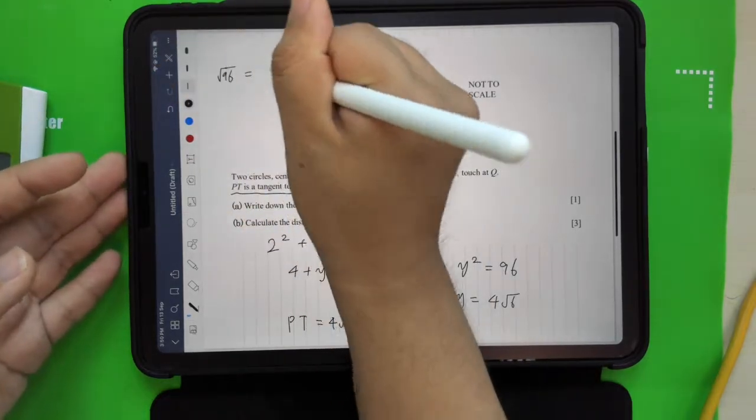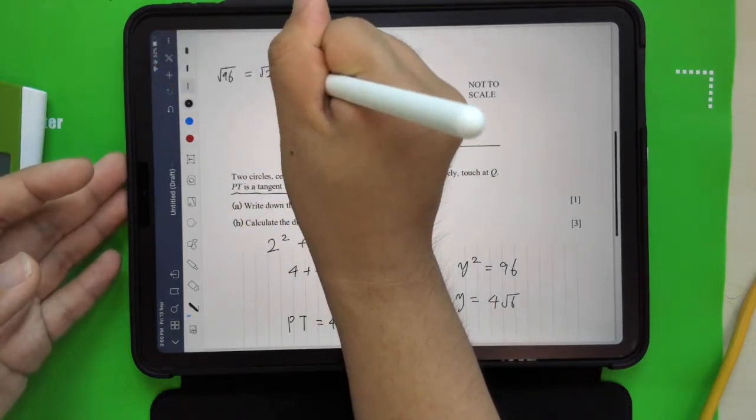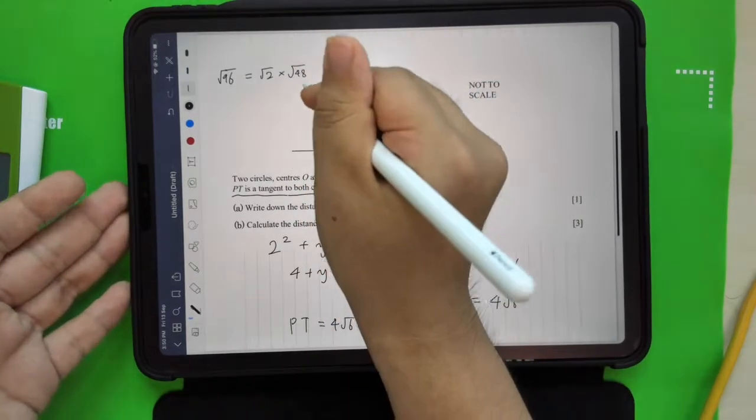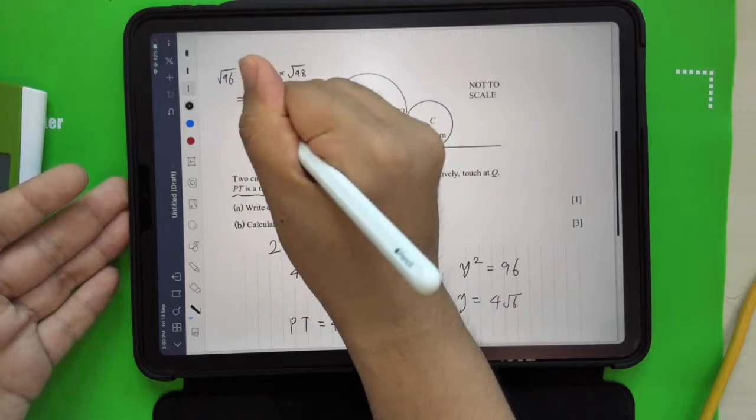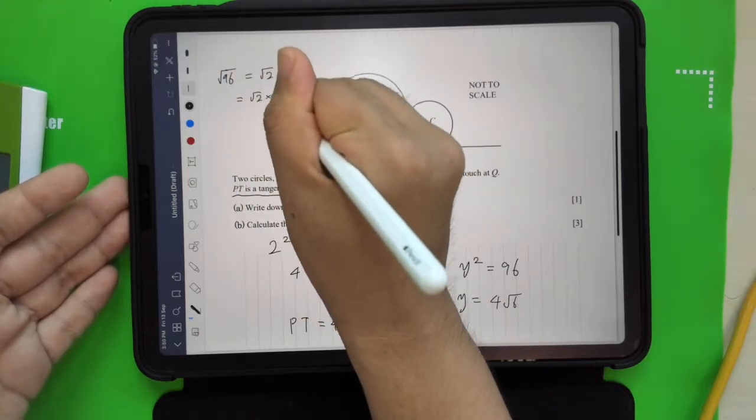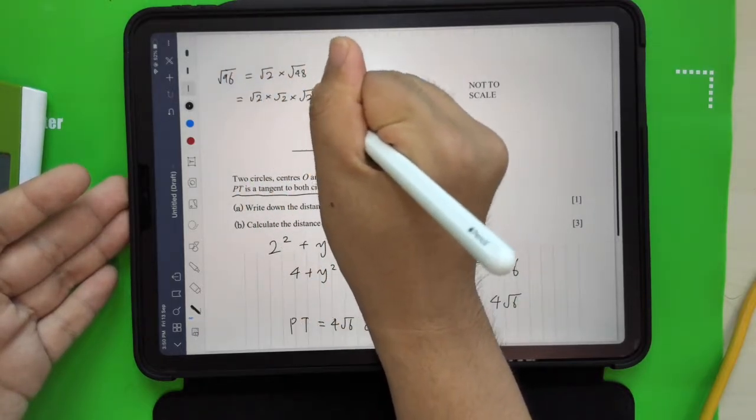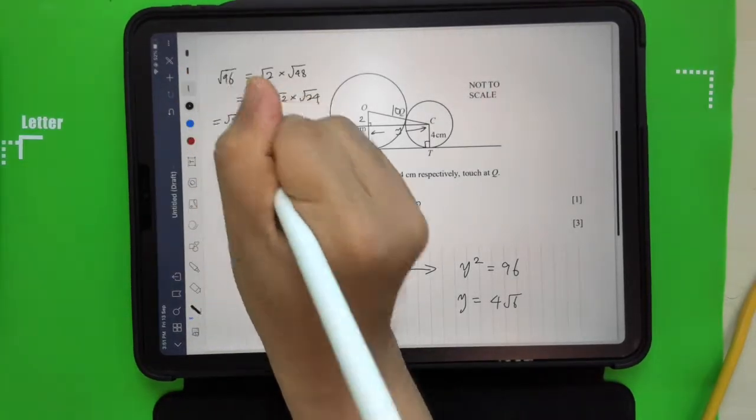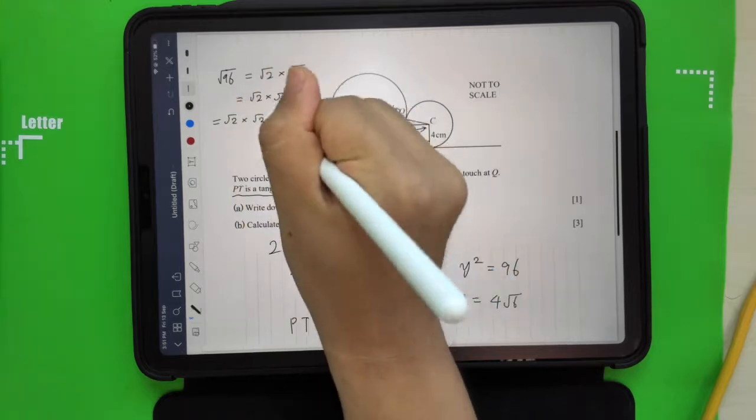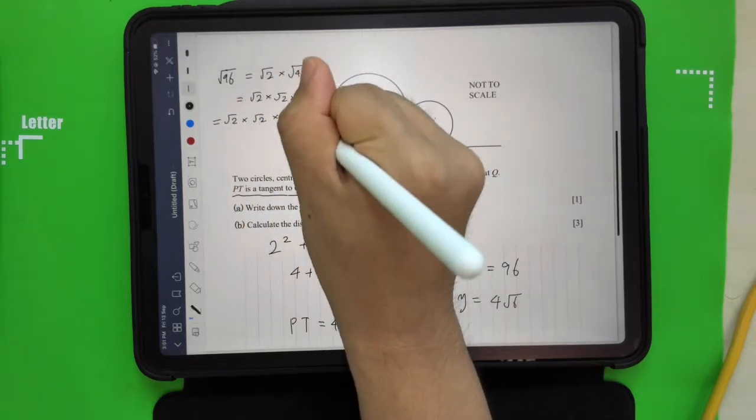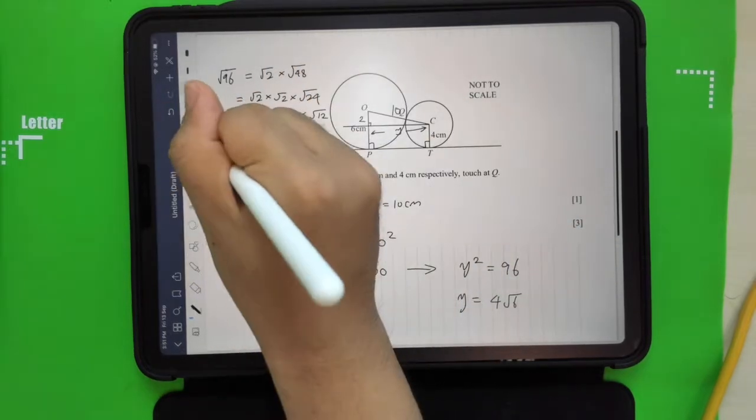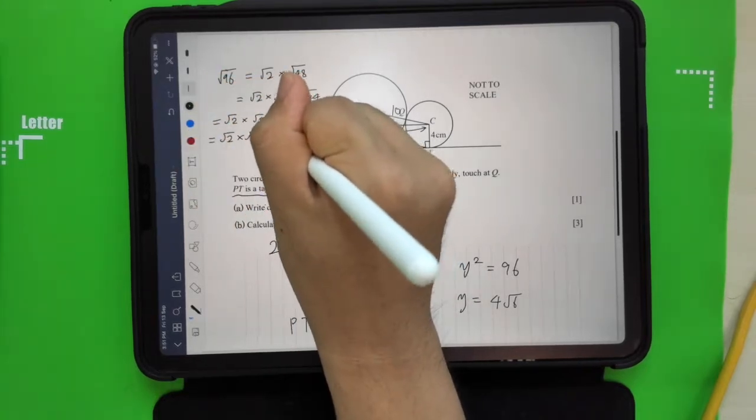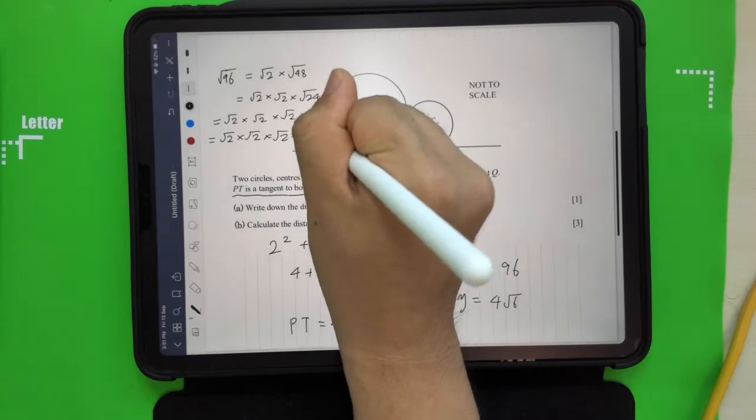So this is the same as root 2 times root 48. We agree? Then this can be rewritten further to root 2 times root 2 times root 24. And then we can divide this again into root 2 times root 2 times root 2 times root 12. Let's do it one more time. Root 2 times root 2 times root 2 times root 2 times root 6.